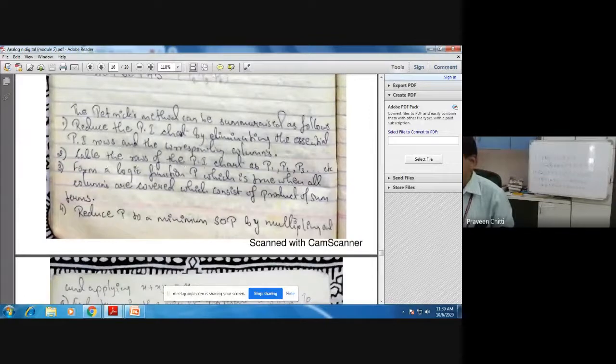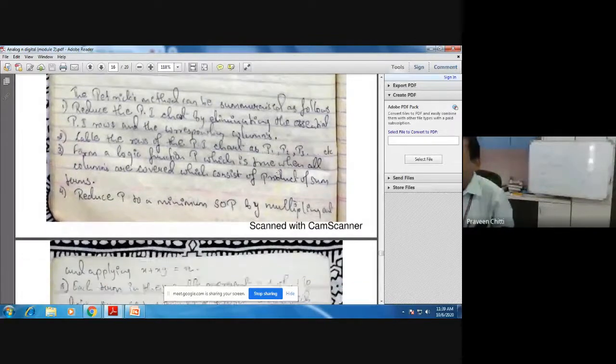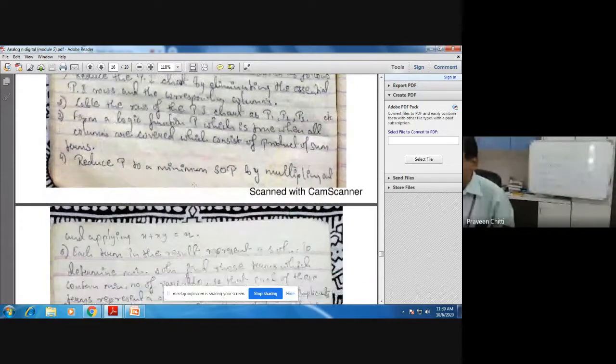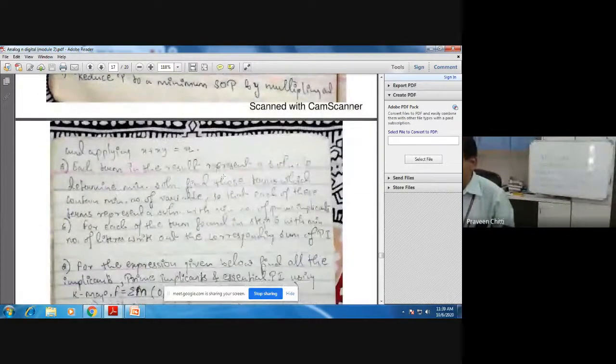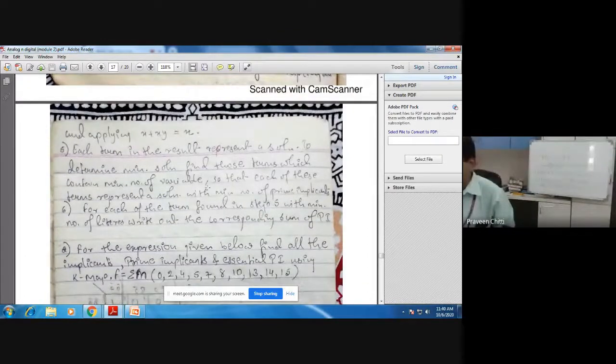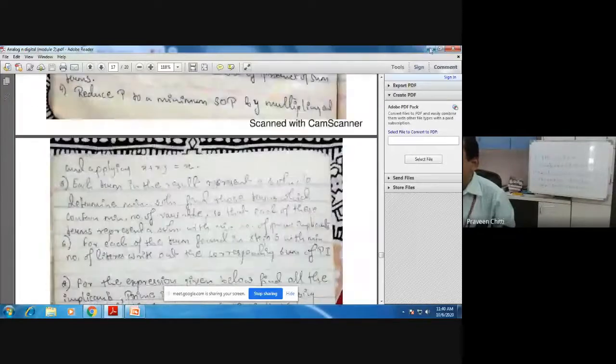Then label the rows of the prime implicant chart as P1, P2, P3. Then form a logic function P which is true when all the columns are covered, which consists of a product of some terms. And then simplify that P, and each term in the result represents a solution. To determine the minimum solution, find those terms which contain the minimum number of variables, so that each of these terms represents a solution, right? That is how you need to apply the Petrick's method.